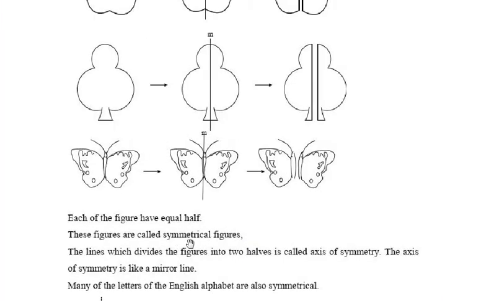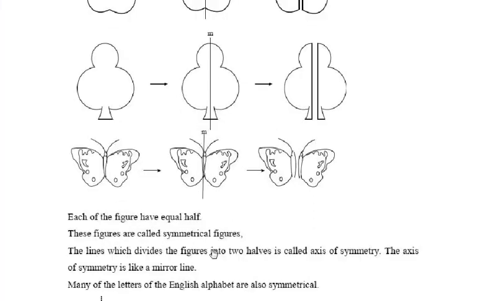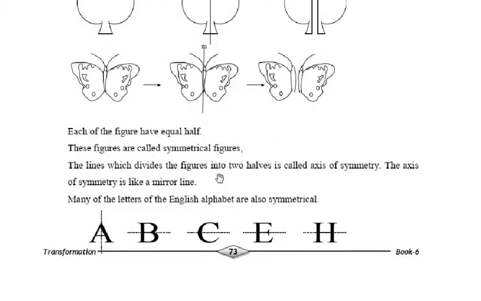But those figures which cannot be divided into two equal halves are known as asymmetrical. And another term: the line which divides the figure into two halves is called the axis of symmetry. Here you can see this M was the line which divided this butterfly into two equal parts, no? So this is known as the axis of symmetry. This M line is known as the axis of symmetry, and the axis of symmetry is like a mirror line.